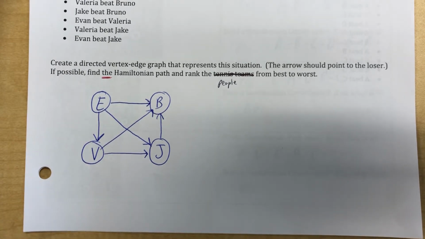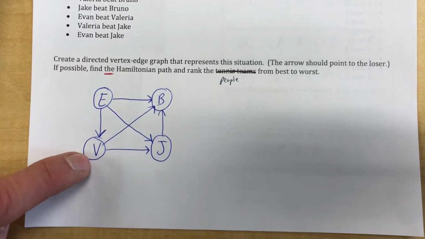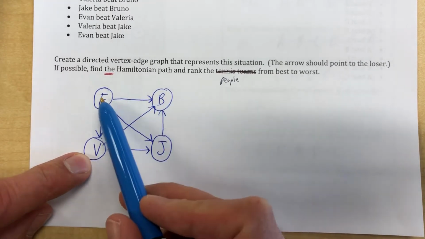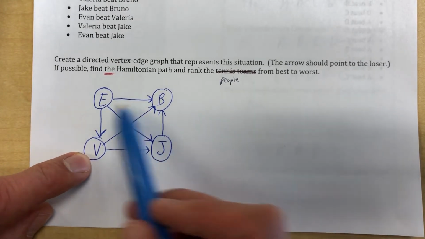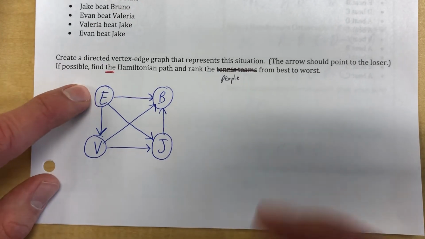Good idea is to start with the one that didn't lose. Okay? Evan never lost. There is nobody pointing at Evan. So let's start with Evan. If you don't start with Evan, and let's say you want to start with Valeria, then you can go to Bruno or you can go to Jake and then Bruno, but you'll never get to Evan. No matter how hard you try, you'll never get to Evan. That leaves Evan out. So let's go from Evan. Evan's going to be first.